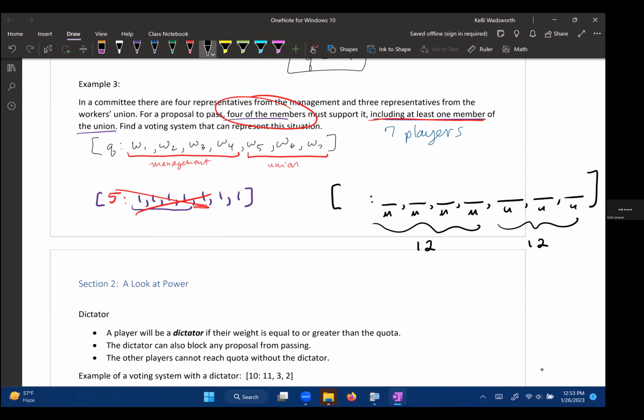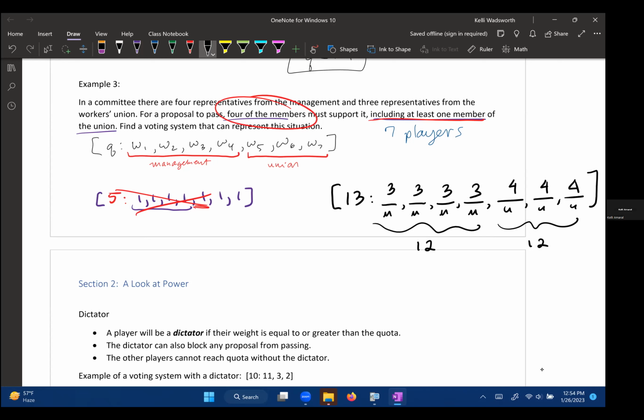So let's see, we want to divide 12 votes into 4 people. That's going to be 3 each. So each member of management gets 3 votes. And then we want to divide 12 votes by 3 people. So each member of the union gets 4 votes. Now all the management together, if they all vote yes, that's 12 yes votes. But if all the union together vote yes, that's 12 yes votes, right? So let's just make the quota 1 more than 12.